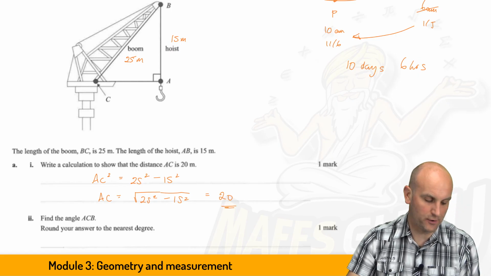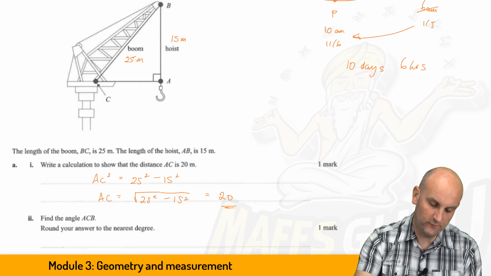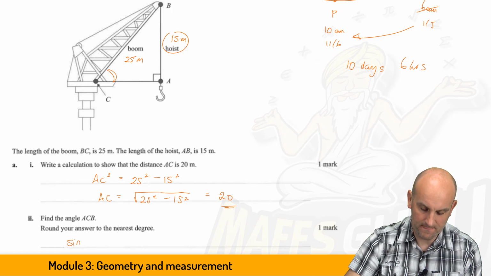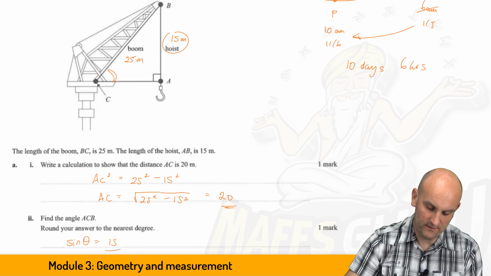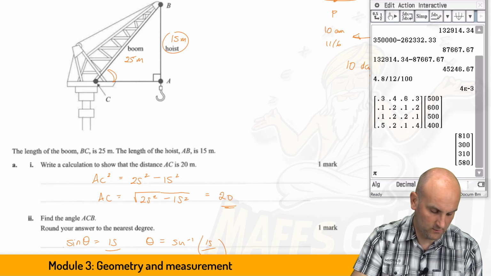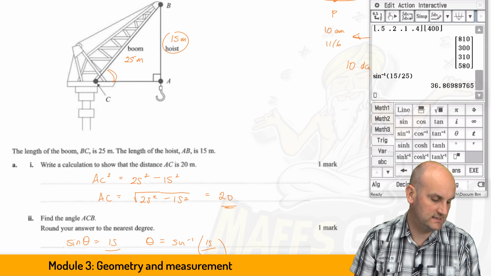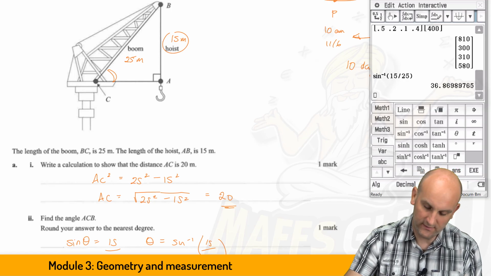Find the angle ACB. Round your answer to the nearest degree. Okay, we can do that. So let me see, what have we got? We've got ACB, which is this angle here. For ACB, we have the opposite and we have the hypotenuse. So the sine of the angle is equal to the opposite, which is 15, divided by the hypotenuse, which is 25. So theta is equal to the inverse sine of 15 on 25, which I'm going to do on my calculator. Let's bring up my calculator, and go to the trig. So the inverse sine of 15 divided by 25. Close the brackets, hit enter, and we get 36.89 and so on, but it says to the nearest degree, so let's write that as 37 degrees.